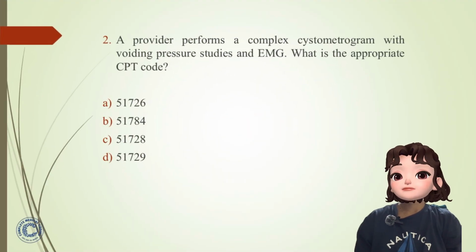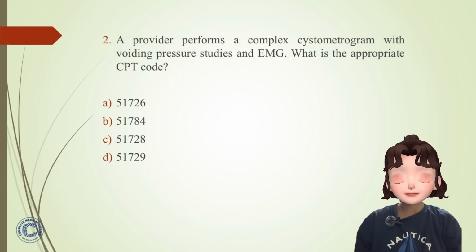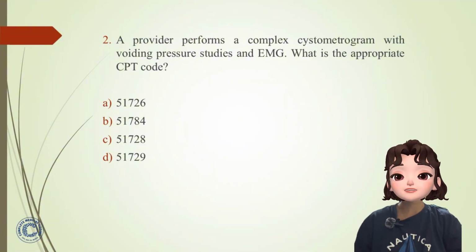Second question. A provider performs a complex cystometrogram with voiding pressure studies and EMG. What is the appropriate CPT code? So here, this is a simple question.